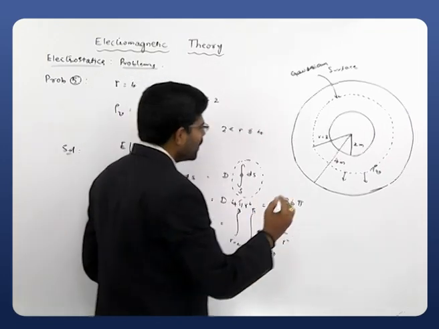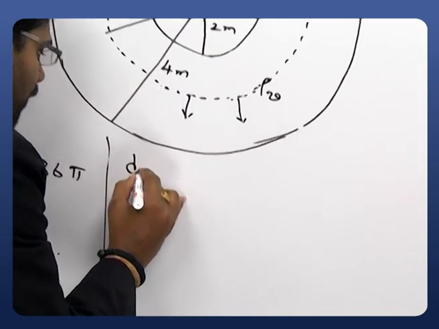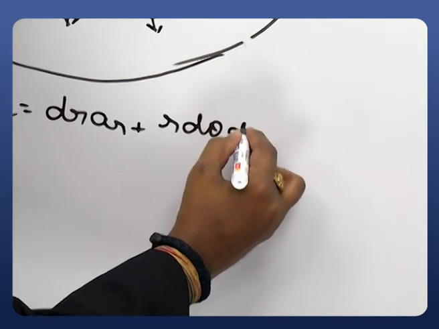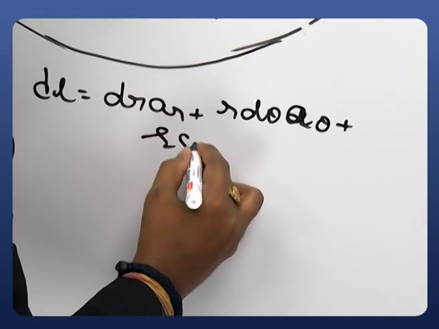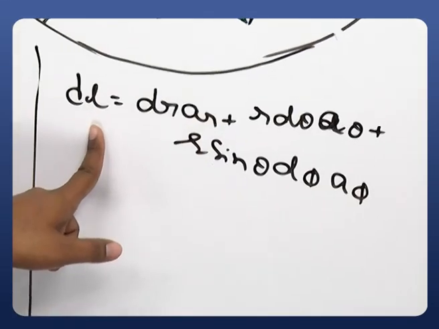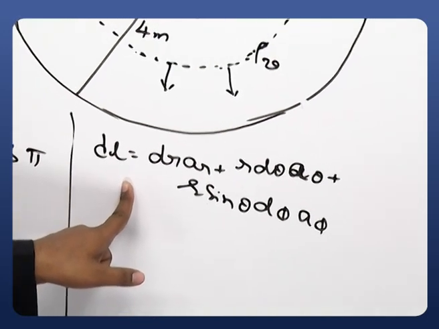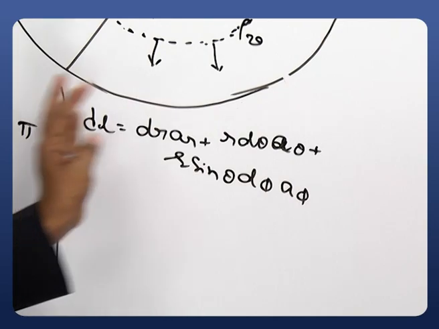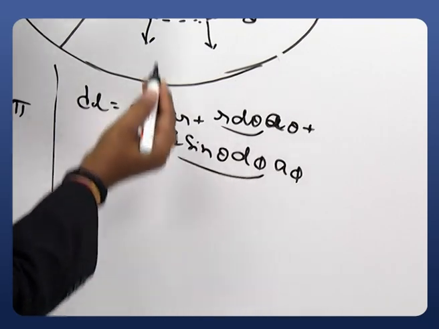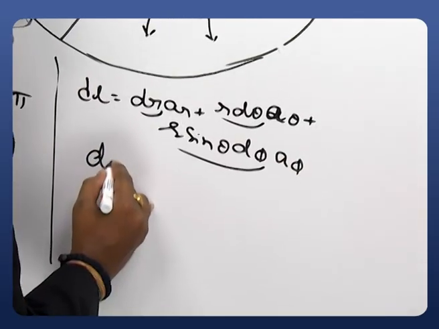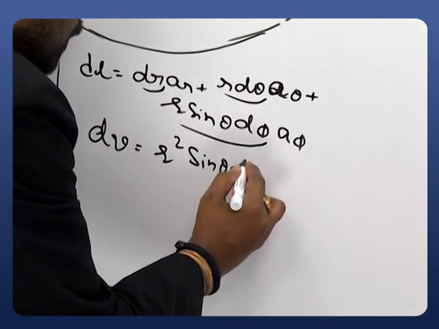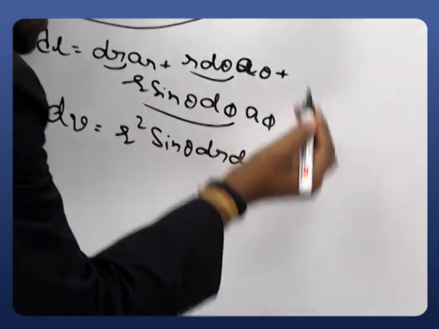So what is the differential length in our spherical coordinate system? The differential length is equal to dr ar plus r d theta a theta plus r sin theta d phi a phi. This is our differential length equation in the spherical coordinate system. If you want the differential volume, just ignore the unit vectors and multiply all the parameters we have: dr, r d theta and r sin theta d phi. If you multiply them, what we get is the differential volume, r square sin theta dr d theta d phi.